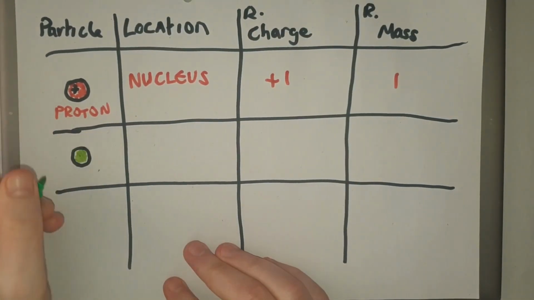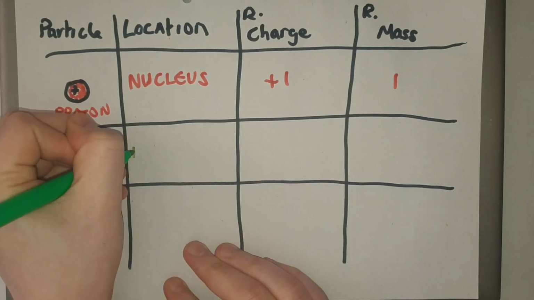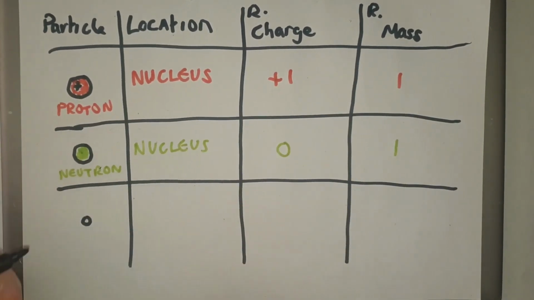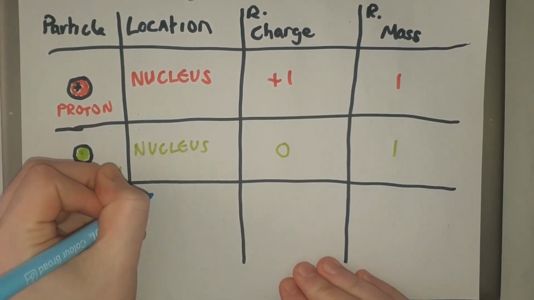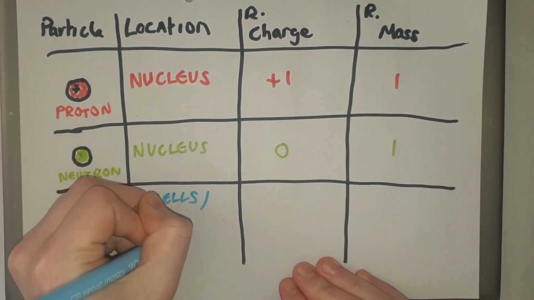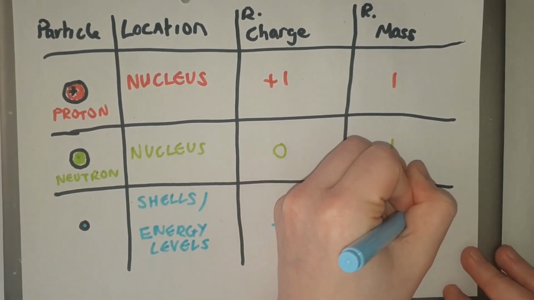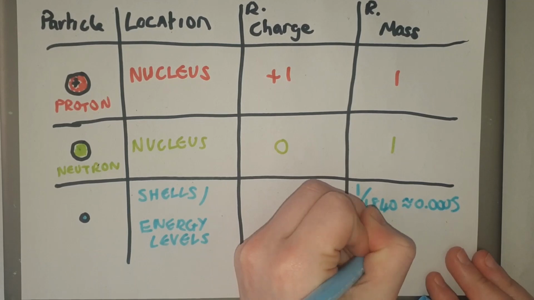And the electrons are found in energy levels which orbit the nucleus. They have a relative charge of -1 and a relative mass of 1/1840, which is approximately 0.0005. And because this mass is so small compared to the proton and neutron, we can say it's negligible.